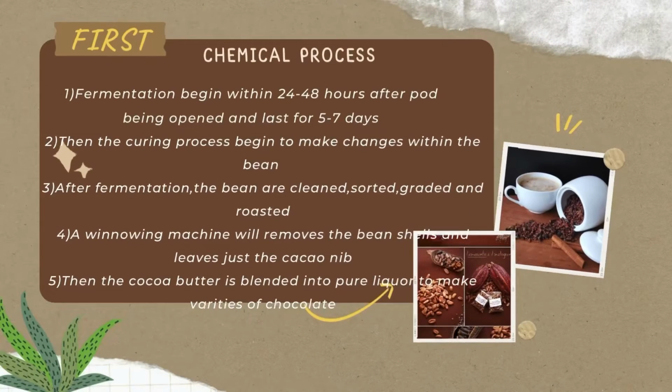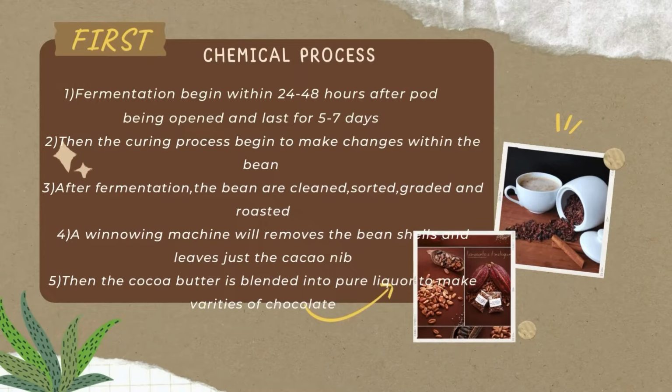Here I will explain the chemical process of making chocolate from the cacao bean. Firstly, fermentation begins within 24 to 48 hours after the pod is opened and lasts for 5 to 7 days. Then the curing process begins to make changes within the bean. After fermentation, the beans are cleaned, sorted, graded and roasted. During roasting, the vinegar smell produced by fermentation is removed. Then a winnowing machine removes the bean shells and leaves just the cacao nib.